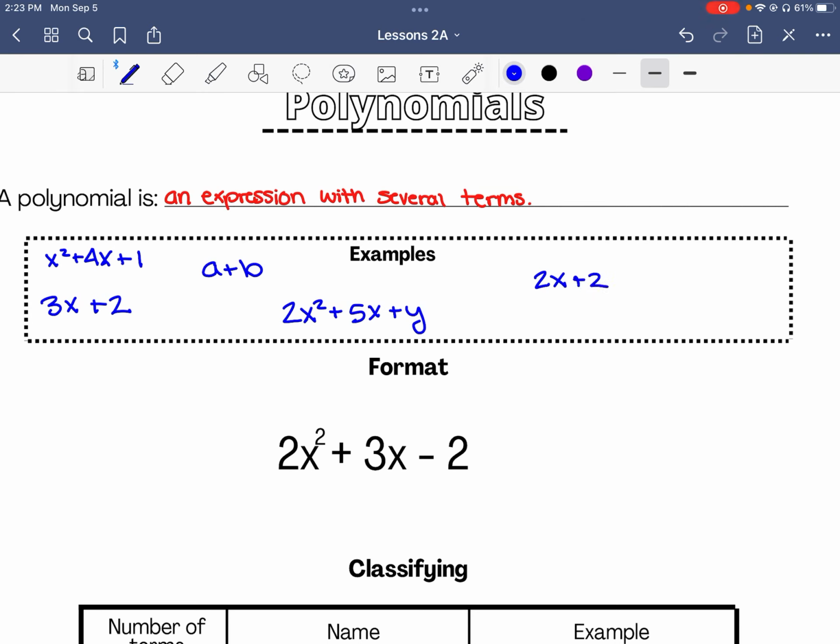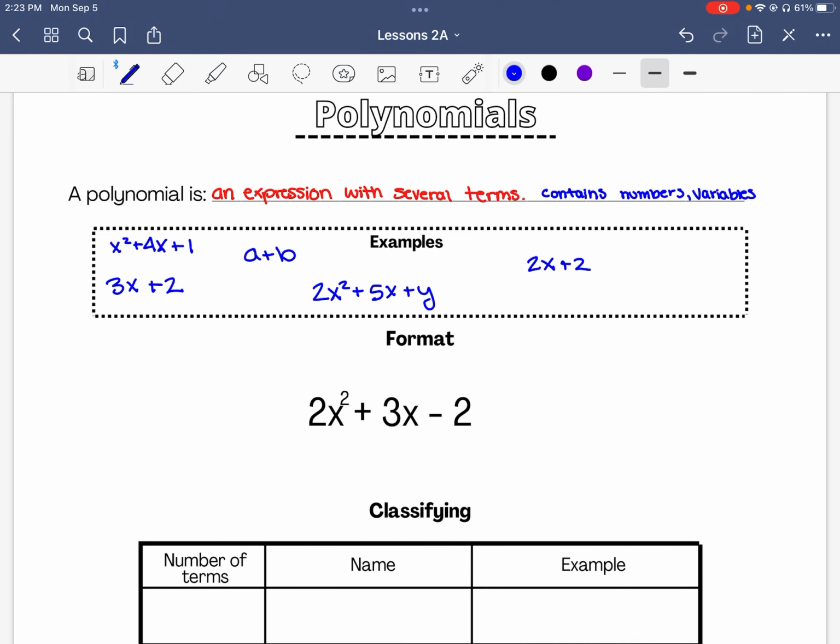So if you notice in all these examples, they contain numbers, right? We see some numbers. We see 2, 2, and 1 right there. It contains variables. Right here we have a, b, we have an x and a y. And the last thing that we see here are exponents. We have this 2 right here, another 2 over here.